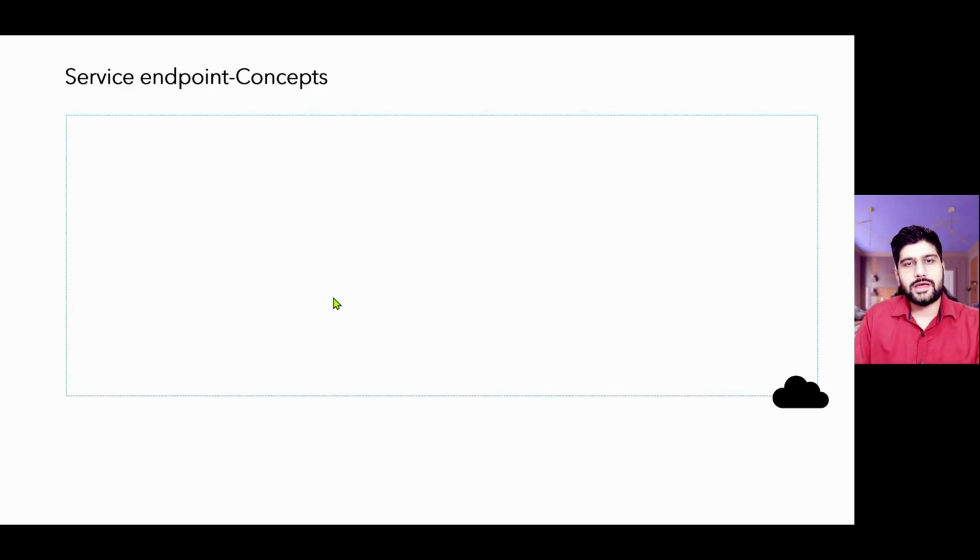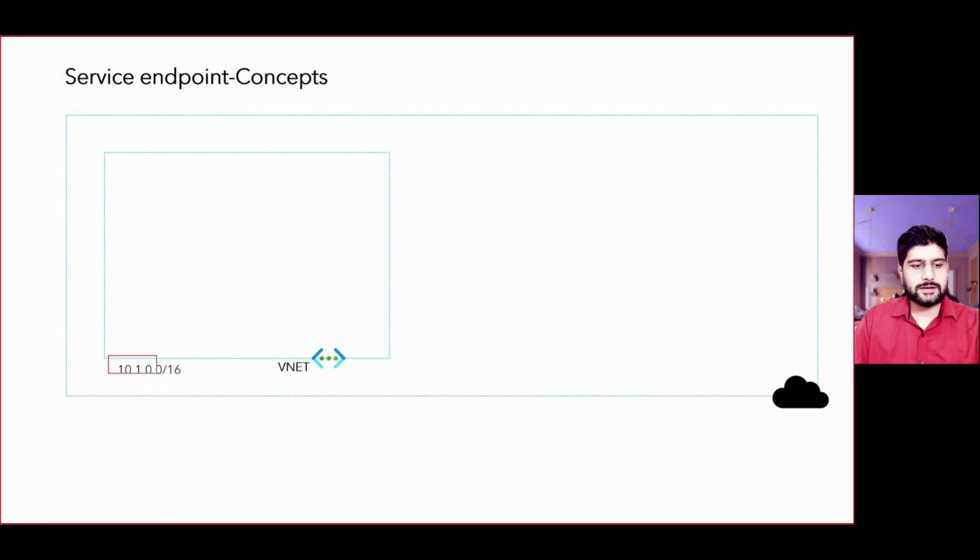So let's say you have an Azure environment, and in this Azure environment, you have a virtual network deployed, which is your VNet, and it has the address space 10.1.0.0/16. So you have around 65,536 IPs in this network.